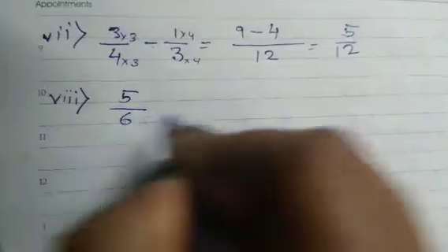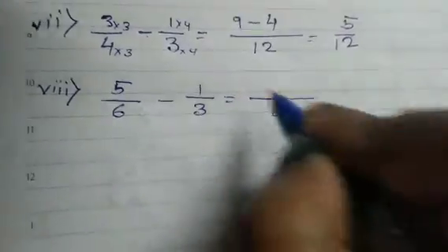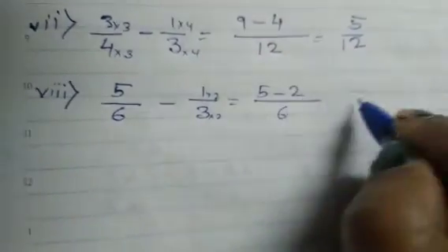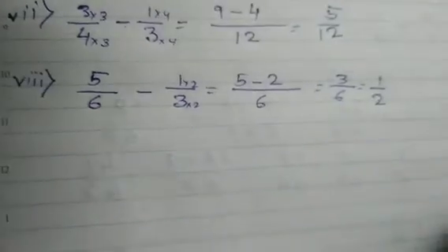8. 5 by 6 minus 1 by 3. So 5 by 6 minus 1 by 3. LCM of 3 and 6 is 6. So 5 minus 3 2s are 6, 1 2s are 2. So 3 by 6, which is equal to 1 by 2. Fine. Next, ninth one.